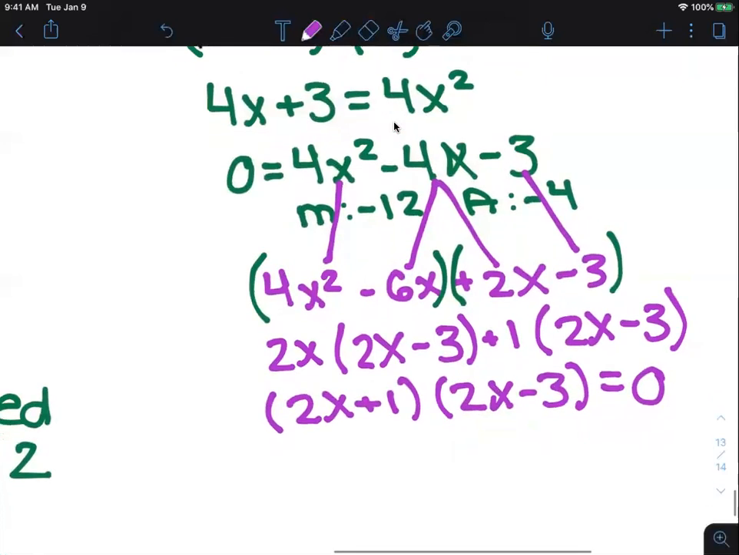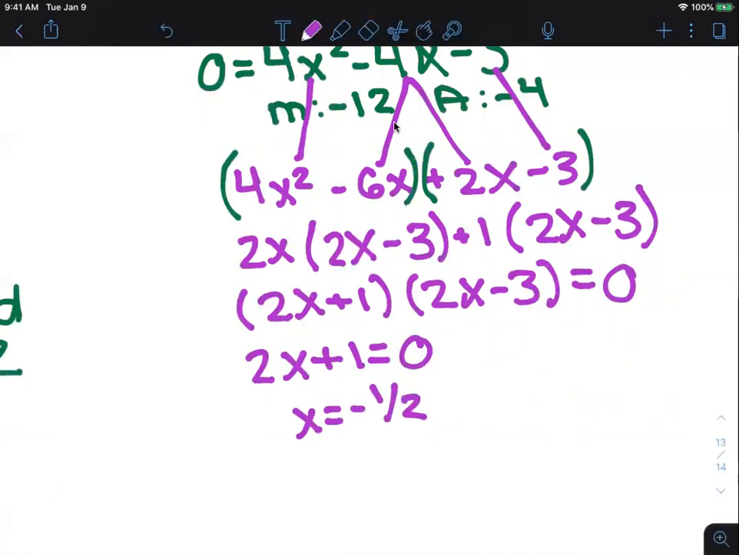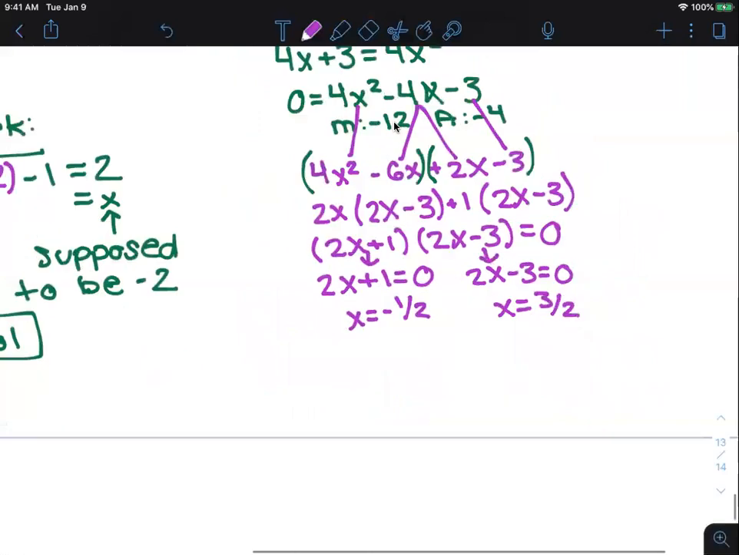I had my 0 on the left side. I now moved it to my right side. That really should not matter. And using the zero product property, we're going to set every factor equal to 0. So 2x plus 1 equals 0. I'm going to subtract 1 and divide by 2. That gets me negative 1/2. And the next one is 2x minus 3 is equal to 0. I'm going to add 3 and divide by 2. That gives me 3/2. Again, those are not your answers. You need to show me that you got that far, but you need to check it now.